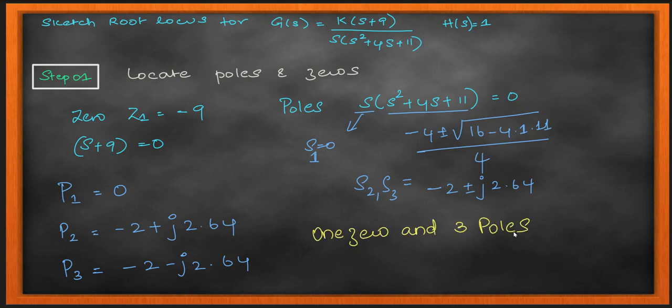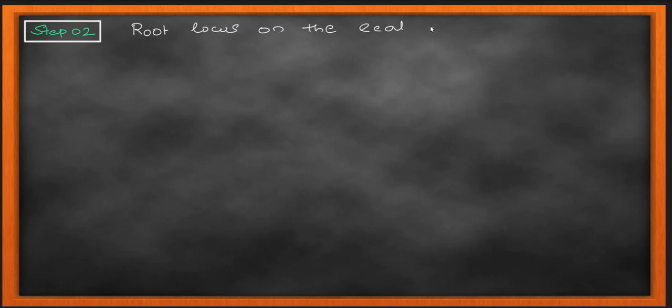So what was step 2? Now we can go to step 2, right? What was step 2? Just think, you need to know these steps. Our step 2 was, yes, guess it: the root locus on your real axis. So we are going to find the root locus on the real axis.